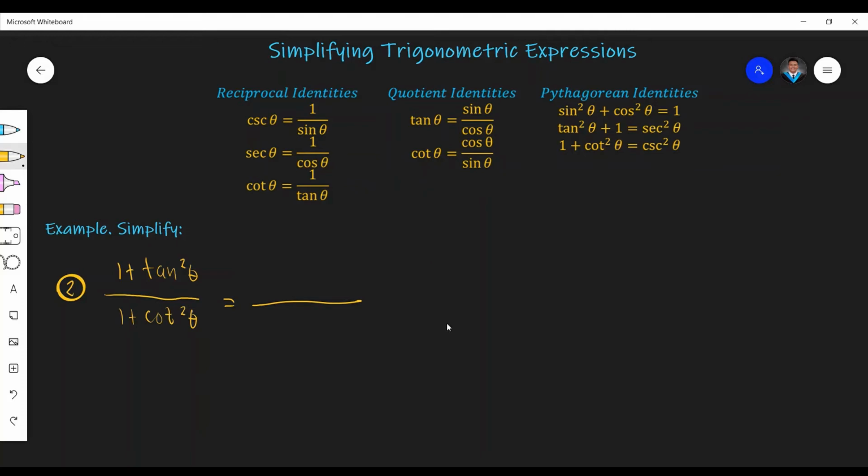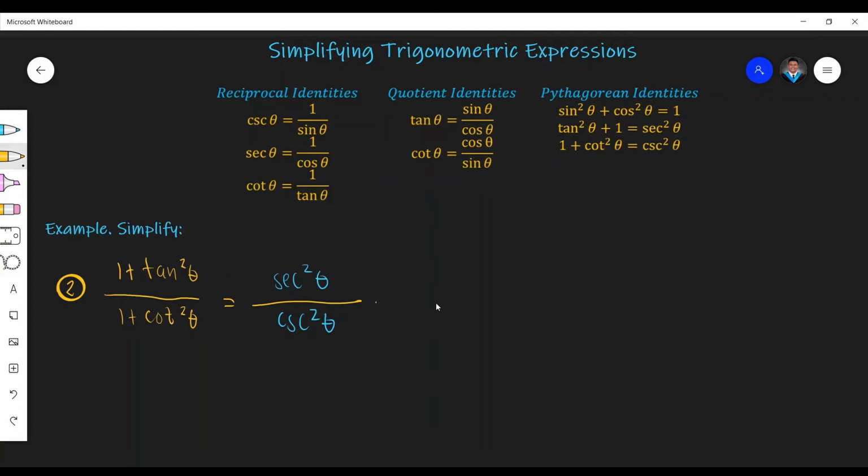Na itong si 1 plus tangent square theta, if you're going to refer sa list of identities na nasa taas, ang equivalent identity ni 1 plus tangent square theta is just equal to secant square theta. Then same, for 1 plus cotangent square theta naman, ang equivalent identity niyan is just equal to cosecant square theta. Now this time, we can express the given expression natin in terms of sine and cosine functions.